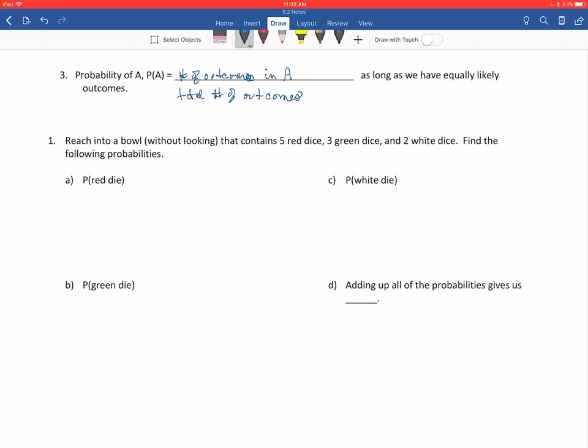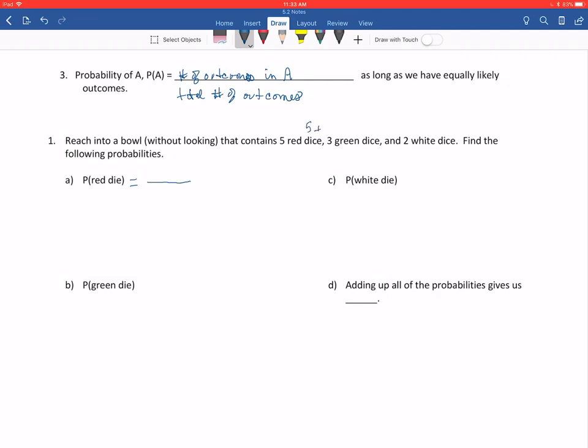Okay, so let's just do a fairly simple example to demonstrate that one. This says you're going to reach into a bowl without looking that has 5 red dice, 3 green, and 2 white. Find the following probabilities. So what this relies on is the idea that each die is equally likely to be chosen. None of them are bigger than or smaller than the others, or weighted differently so that it would make one more likely to be chosen than the other ones. So we can just use this number 3 rule here.